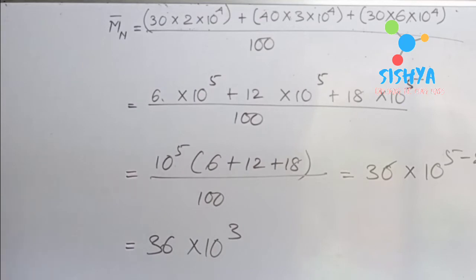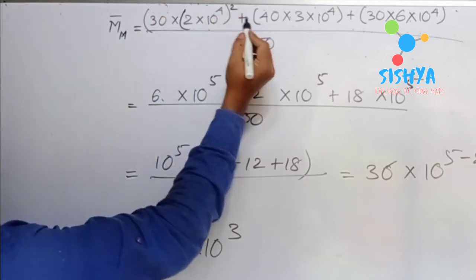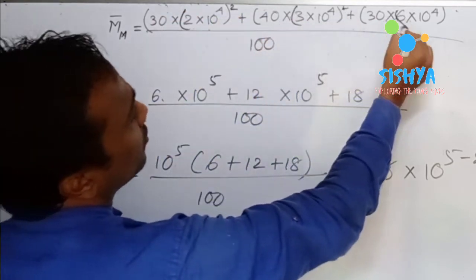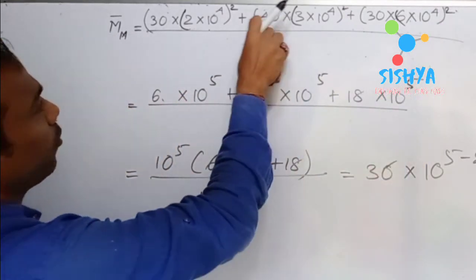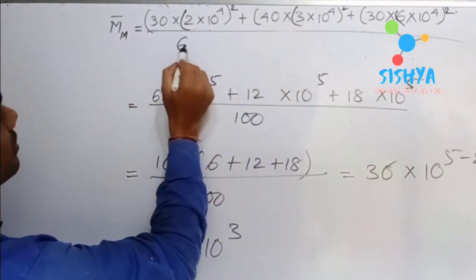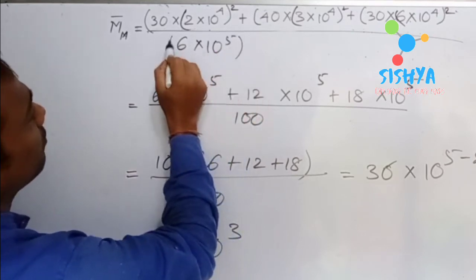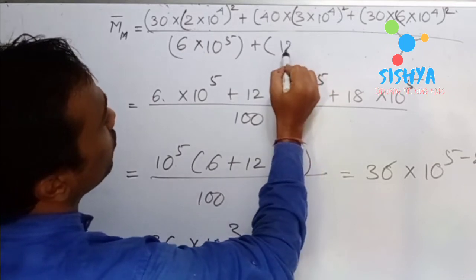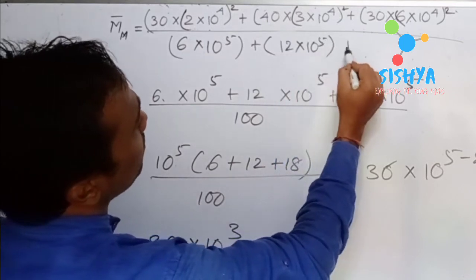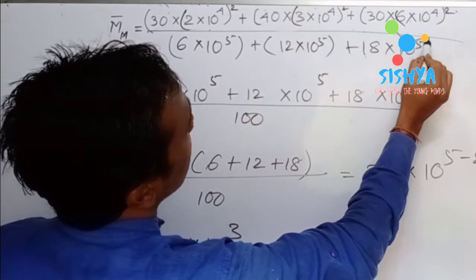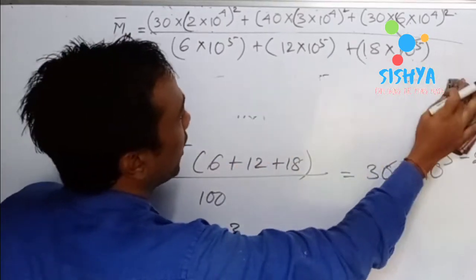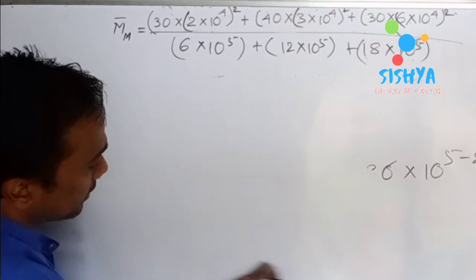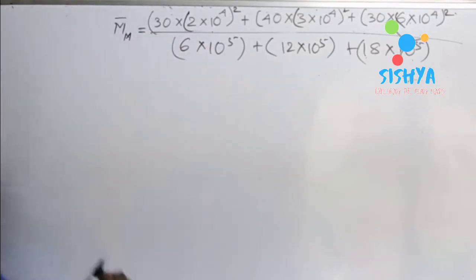Now to find the value of the mass average molar mass, first I change this one, then it will be squared, this one will be squared, this one will be squared, and in the lower part it will be as follows: 6 into 10 to the power 5 for the N1 M1, then 12 into 10 to the power 5 as the next, plus 18 into 10 to the power 5 as the next here. Now simplify it just like the earlier one.